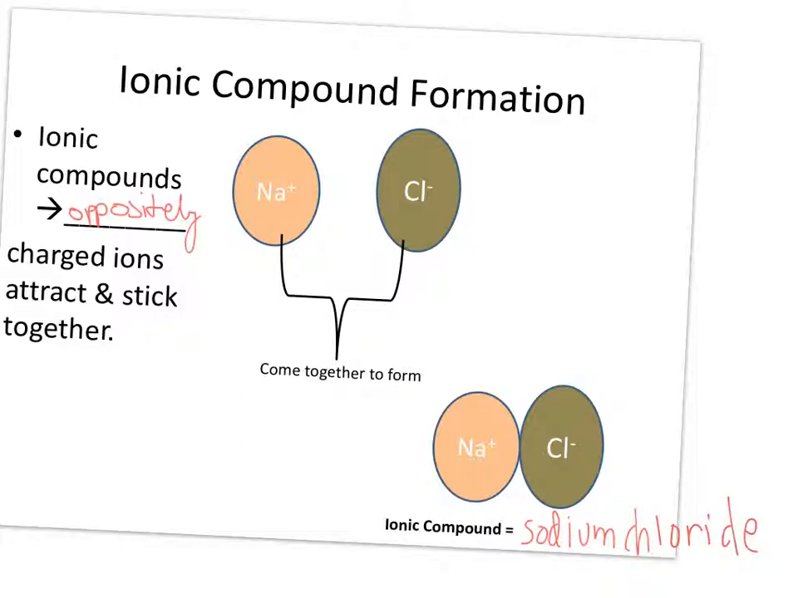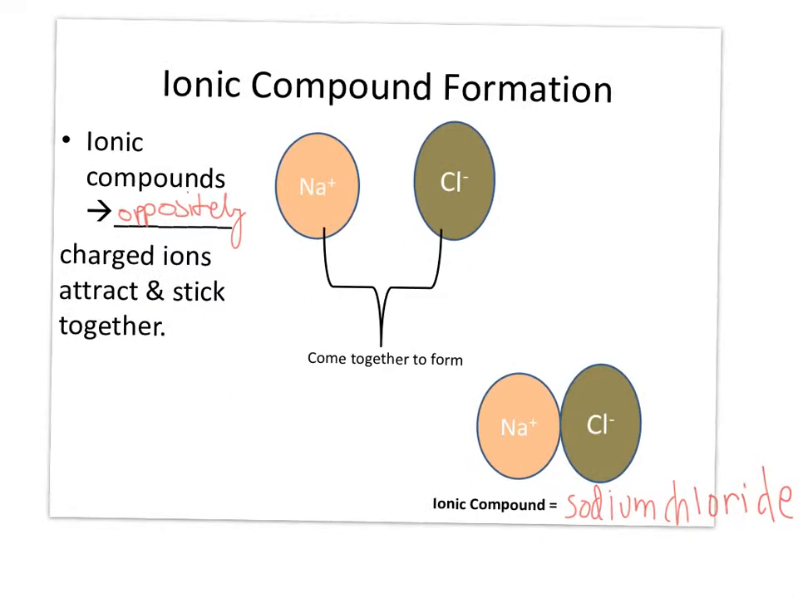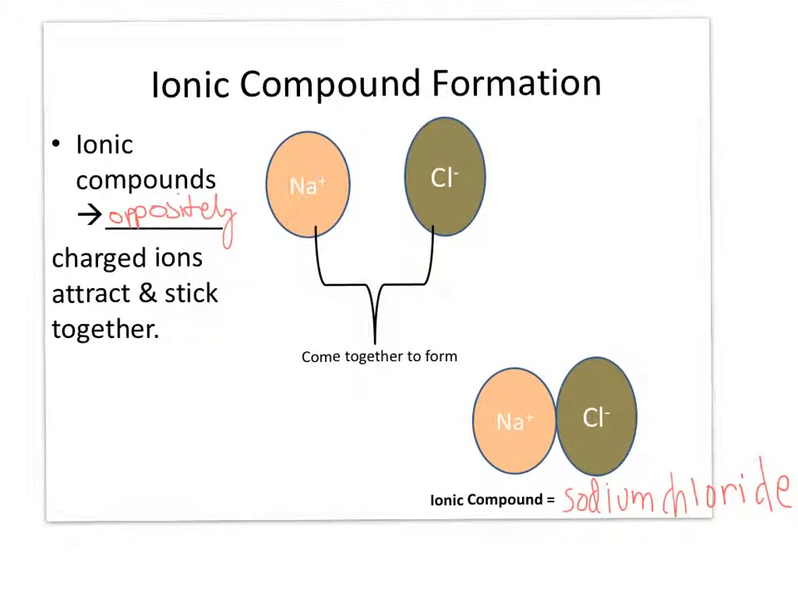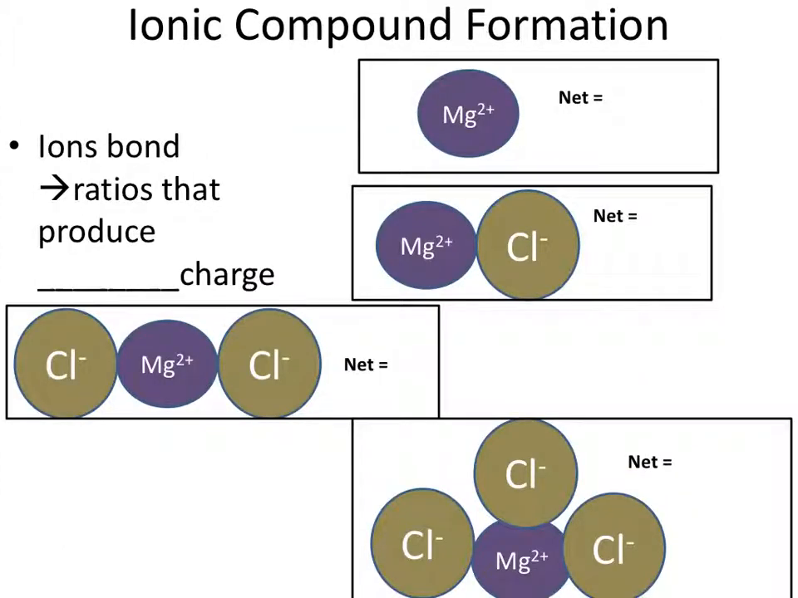All right, so what we want to always see is we'll usually see a metal ion with a non-metal ion coming together to form the ionic compound. And remember, we're showing just 1-to-1 right now, but what it usually is really just a bunch of ions coming together. All right, so when ions bond, we want to have a ratio that produces a zero charge. So we're going to go through that.